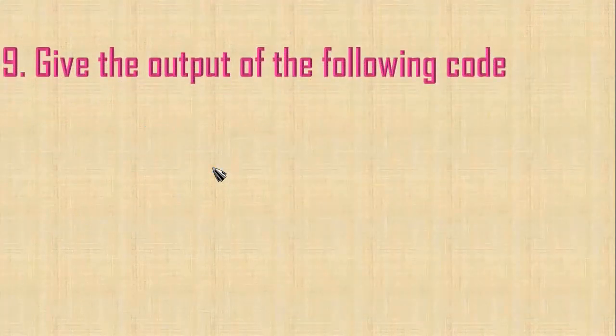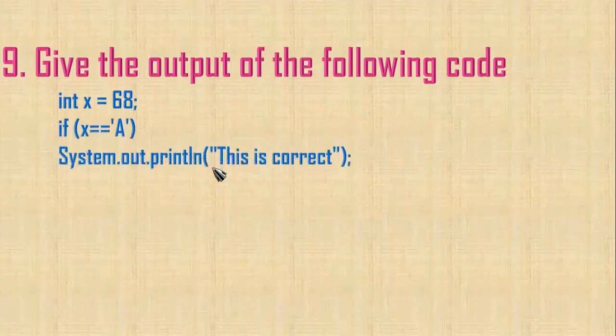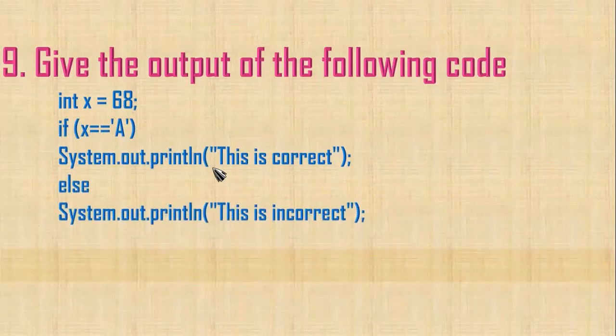Give the output of the following code. X is initialized as 68. If X is equal to A, this is a character here, but X is initialized as integer type. So both are different. Still, it will happen implicitly by the compiler. Character can be converted into integer type.